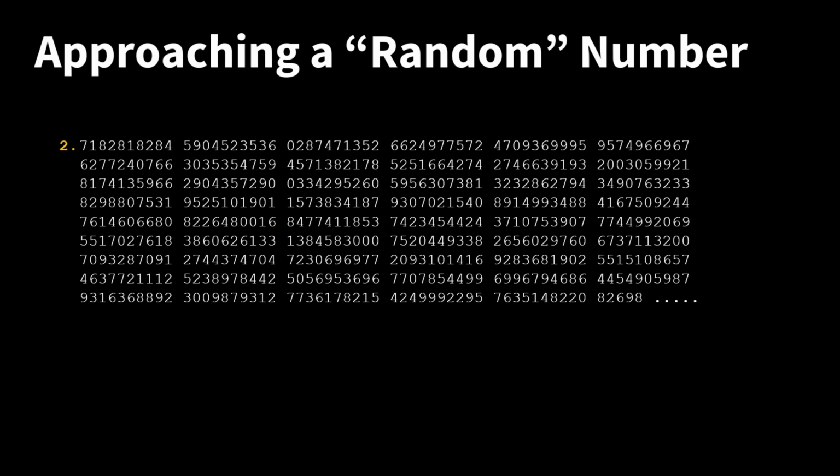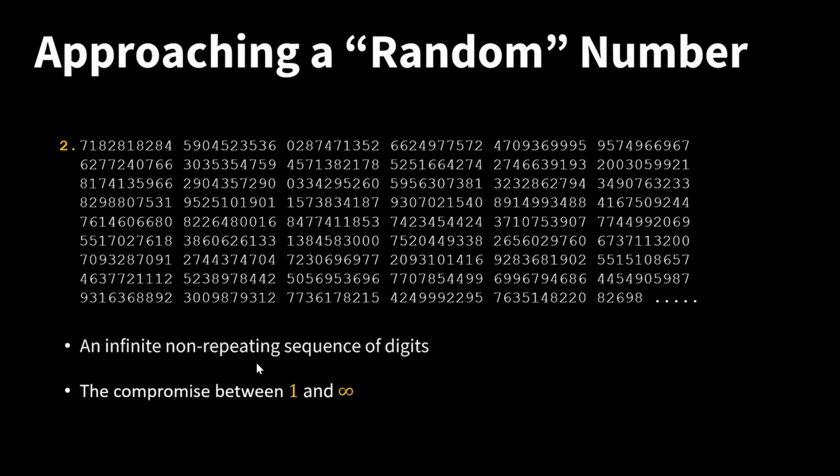As we make n bigger and bigger, the result approaches a seemingly random number. Its value is 2.71828 with an infinitely long, non-repeating sequence of digits. So why is this value some value between 2 and 3? Is this the compromise between 1 and infinity? Isn't math crazy? Let me show you an alternative approach to find the constant e.